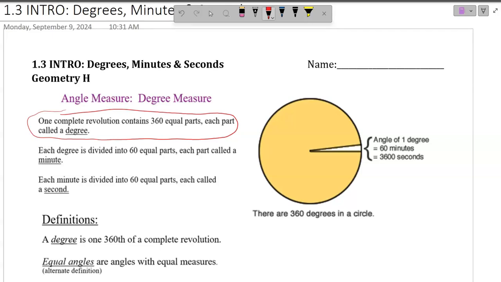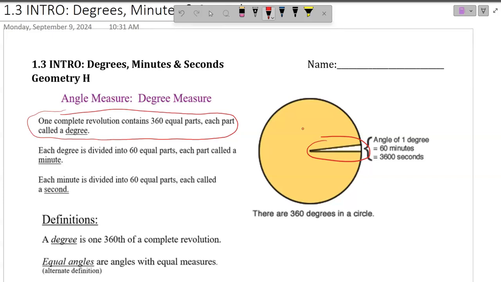Because if we want to go smaller than 1 degree, okay, so if you're looking at this little white pie slice, that is 1 degree. But what if we wanted to get smaller than that? What if I wanted a more precise measurement? Now we're used to using decimals, but decimals sometimes aren't necessarily the most effective way to measure very small things. And in the case of angles, we're talking the same.